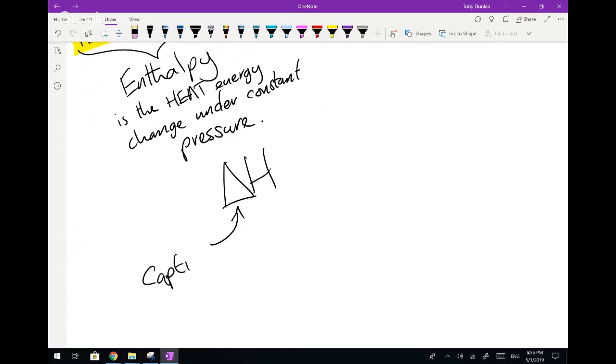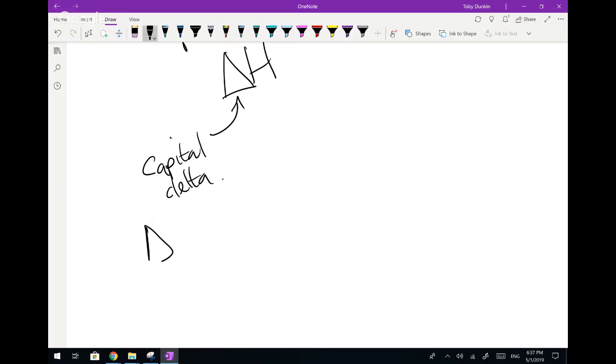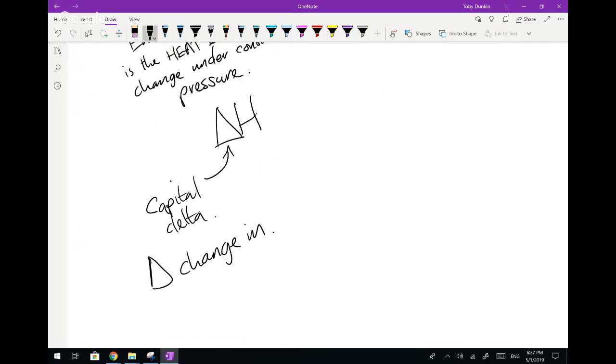It is a capital. Try again. A capital delta. Now, in chemistry, that symbol, the triangle symbol, the capital delta, means change in. And that does make an appearance in chemistry papers, so it's nice to do it. The capital H, of course, you'd all recognize as heat energy.